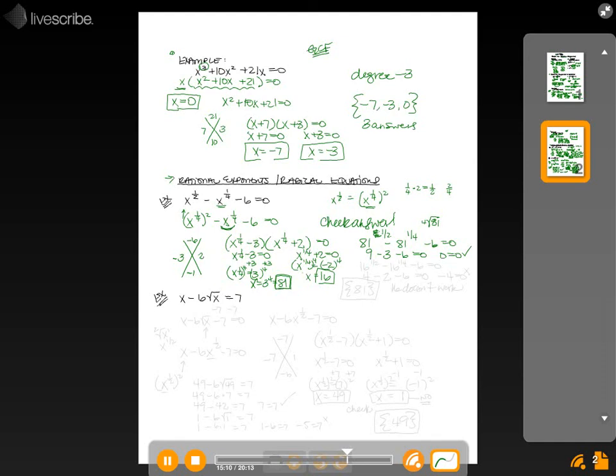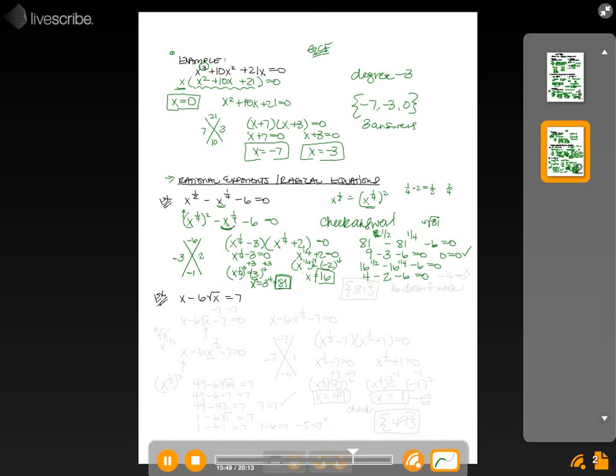Now let's check 16. If we have 16 to the 1/2 minus 16 to the 1/4 minus 6 equals 0. 16 to the 1/2, that's the square root of 16, which is 4. Minus 16 to the 1/4, that's really the 4th root of 16, which is 2. If you don't remember what these are, remember we have that chart we can use, or we could just put it in our calculator. Put your exponent in parentheses, and do division, 1 divided by 4. Minus 6 equals 0. So we have 4 minus 2 minus 6 equals 0.